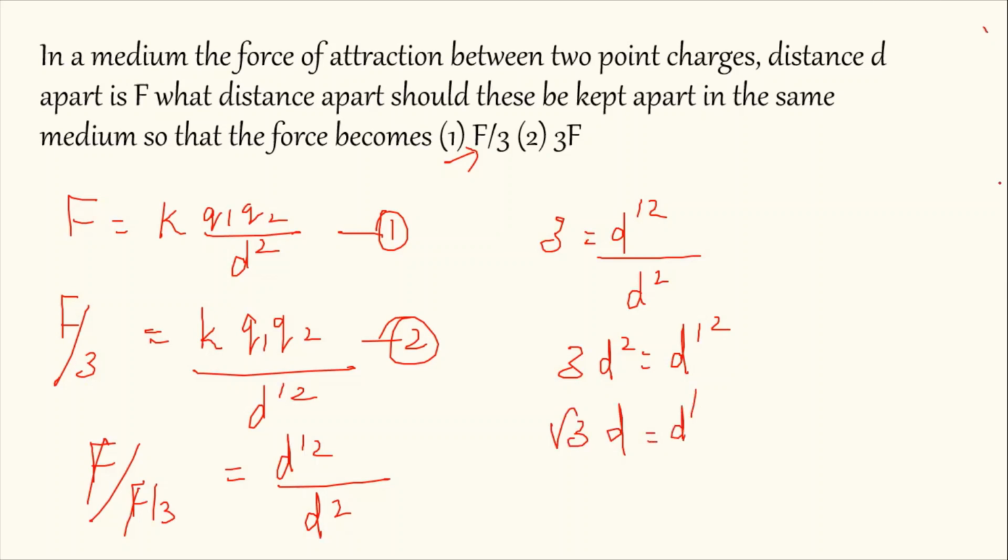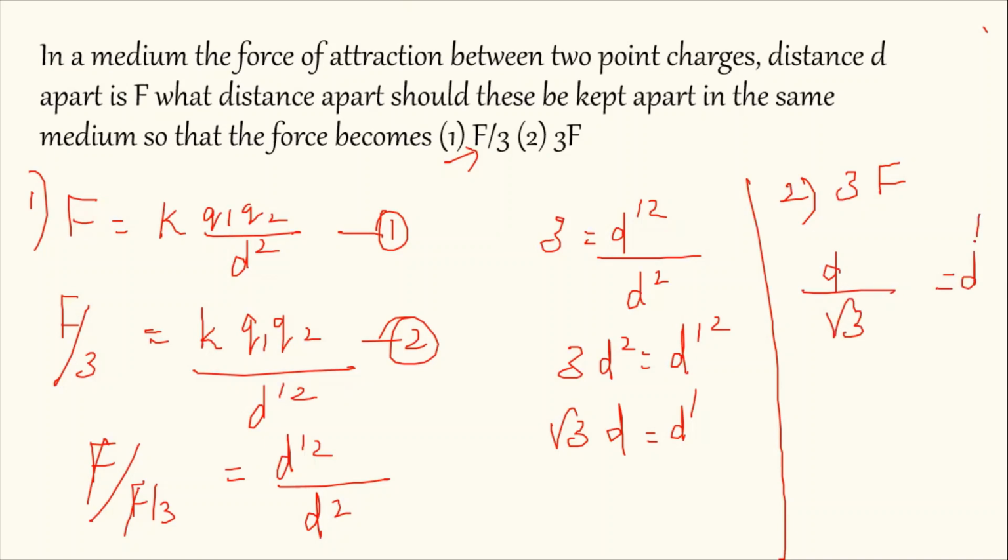Okay. Similar way, you have to do it for 3F. This is for the first part. Second part, you need to get 3F, right? So try it in the same way. Your answer should be d by root 3 is equal to d dash. Okay. Do it and check if you are able to. If you have any doubts, you can send questions in the comment box so that I will be responding to them.